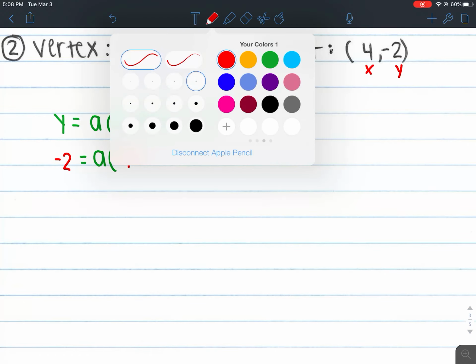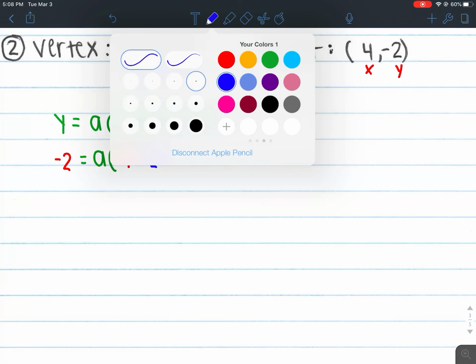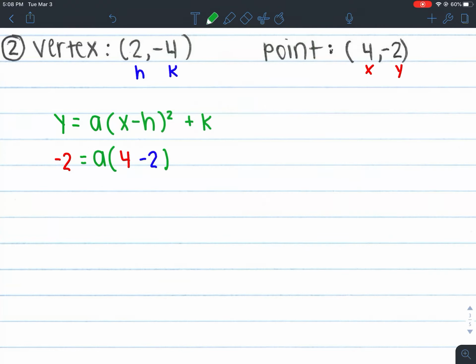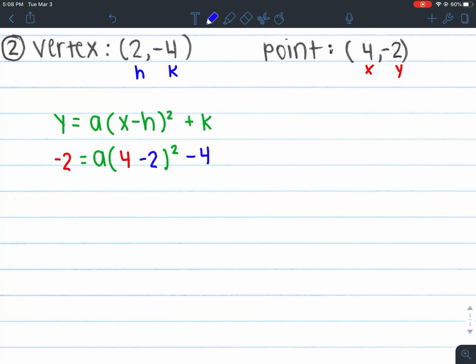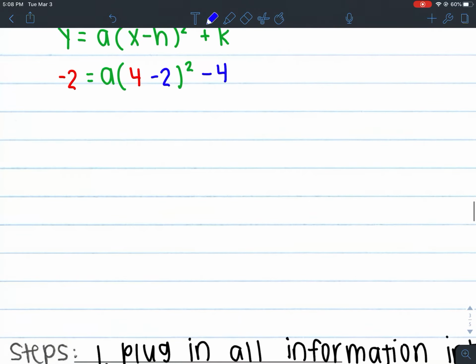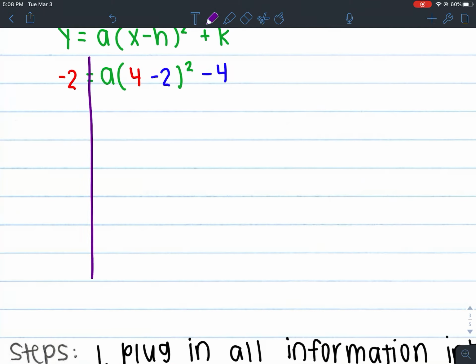Well, what's our h going to be here? -2. Okay, squared plus k. Well, what is our k here? It's -4. So I plugged in all of the information I know, and all I should have left is the a because I need to solve for it and find it. Okay. So now I'm going to solve for a. I'm going to go ahead and draw a line down the middle of my equation to help me out here.